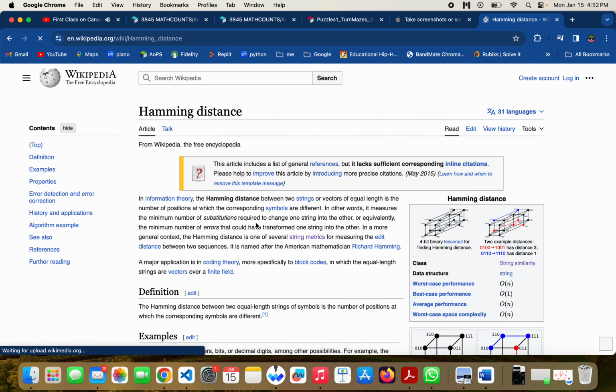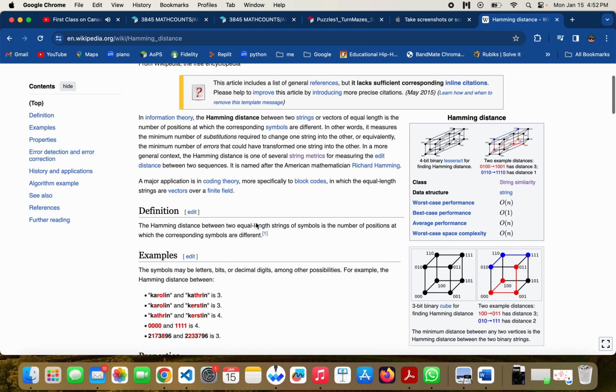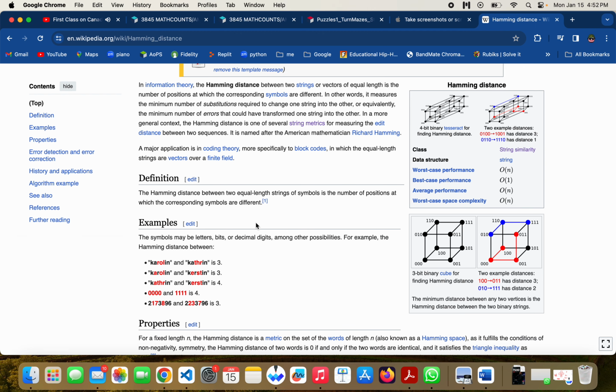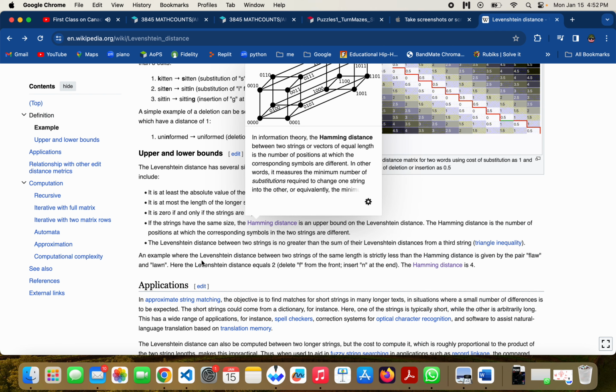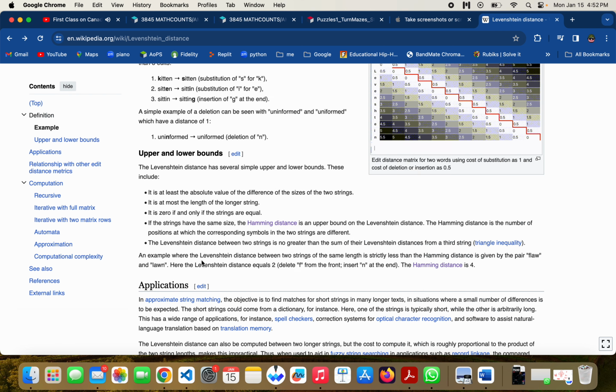Let's go to the Hamming distance for a second. The Hamming distance between two strings of equal length is the number of positions at which the corresponding symbols are different. Carolyn and Catherine is 3. Karolin and Kathrin is 3. So basically how many are different, that's the distance. Okay, that makes sense because you just keep replacing and replacing.